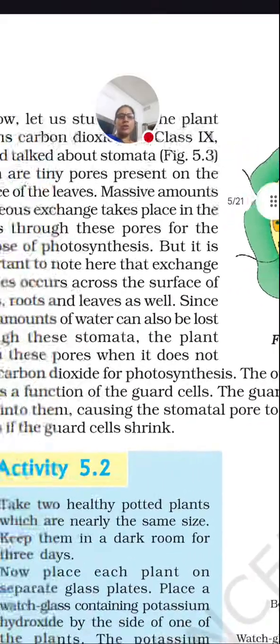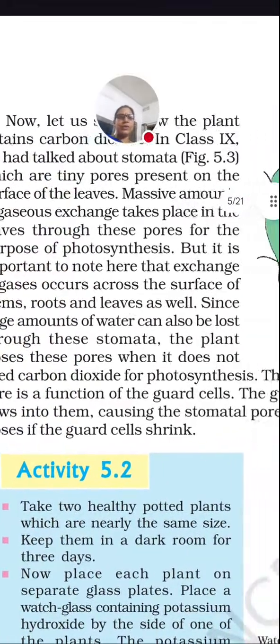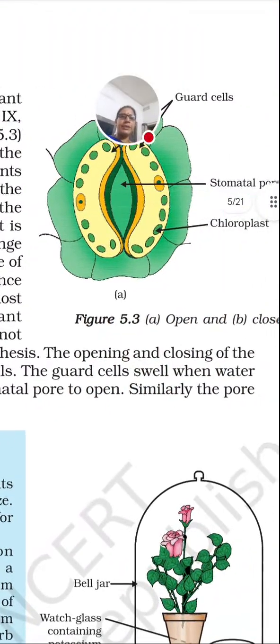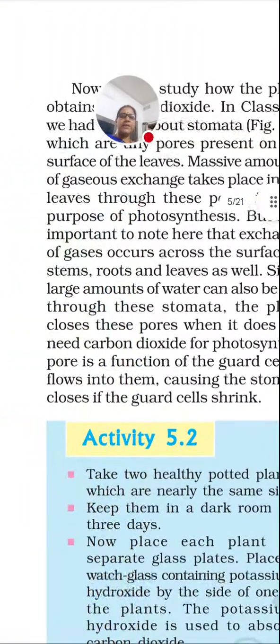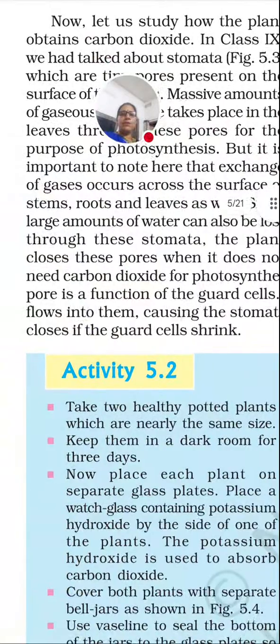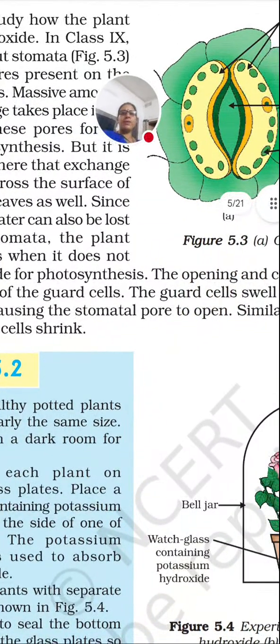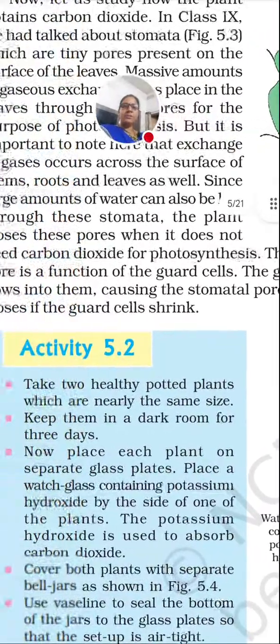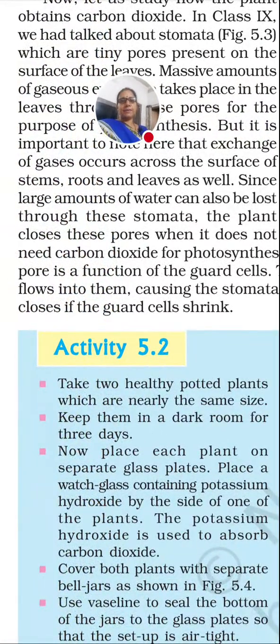The opening and closing of the pore is the function of guard cells. So from here onwards, you need to write that opening and closing of the stomata is the function of the guard cells. The guard cells swell up when water flows into them, causing the stomata pore to open. So when water is entering into the guard cell, it will swell and make the stomata open. And similarly, these pores will close if the guard cell shrinks. You can write in your own words. Here, CBSE concentrates more on concept clarity. So if you have your concept very perfect, you can write your own answers with much more perfection.